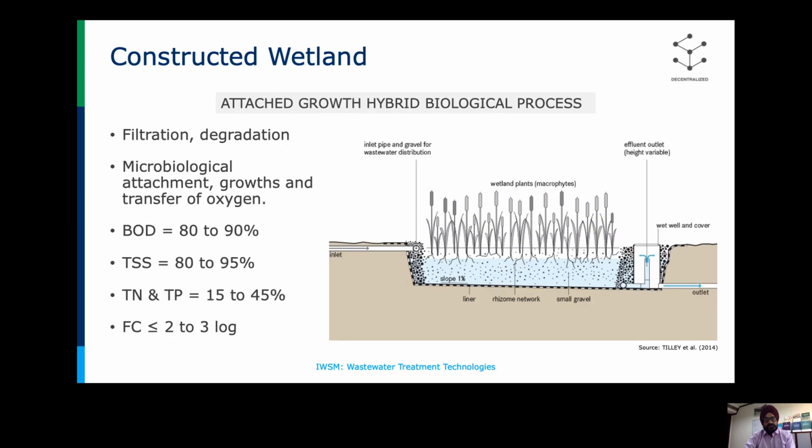Then we come to the constructed wetlands. In constructed wetlands, we have a system which is also called an attached growth hybrid biological process, because in this we provide plants and a rhizome network on which this attachment can happen. Microbiological attachment is possible. So we have now come to the attached growth, and it's hybrid because it is both. It happens both anaerobic and aerobic.